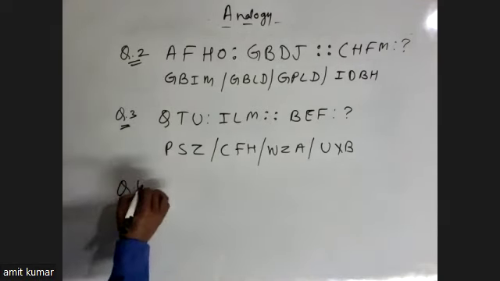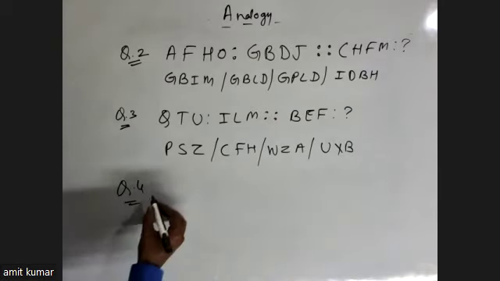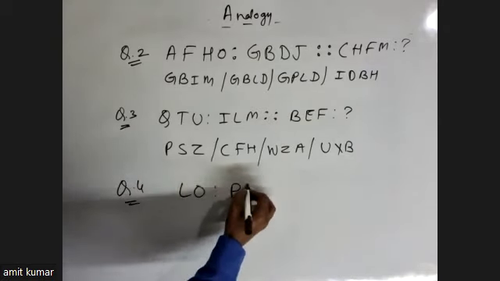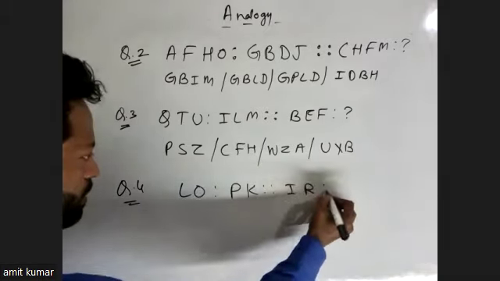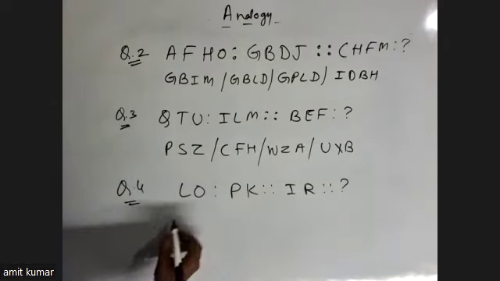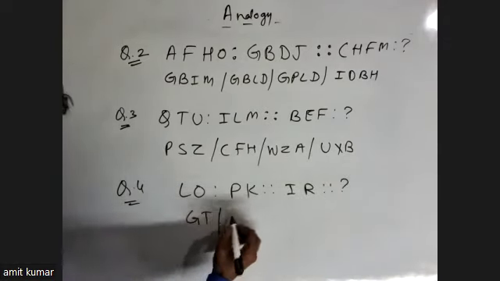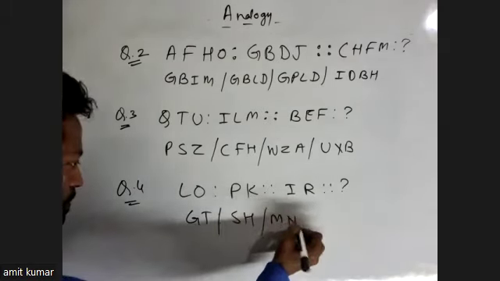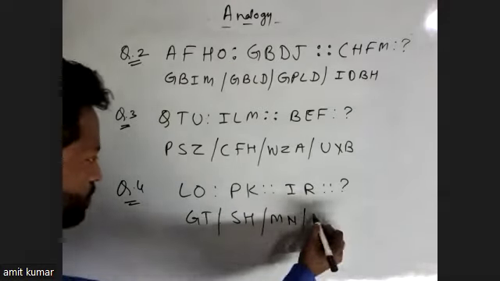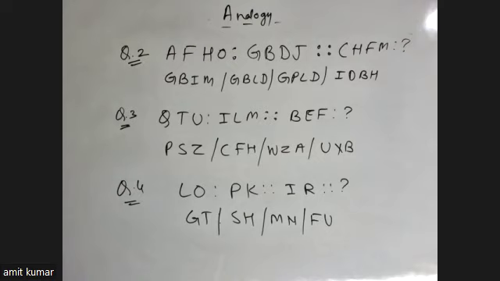Question number 4. LOPK and IR. Next will be what? We have the options as GT, SH, MN, and FU. Now try to solve these questions on the board. All are not too hard, not too easy, just moderate.